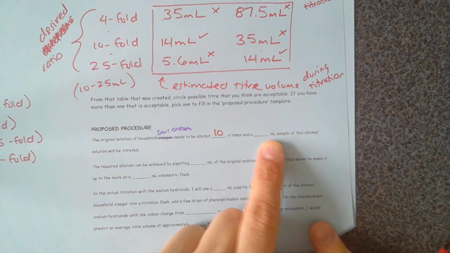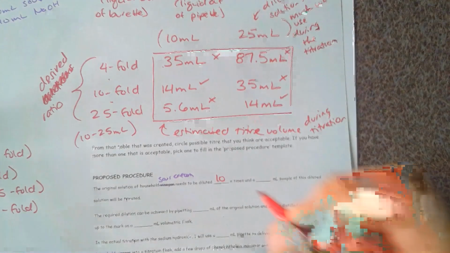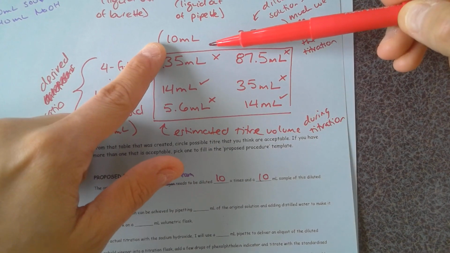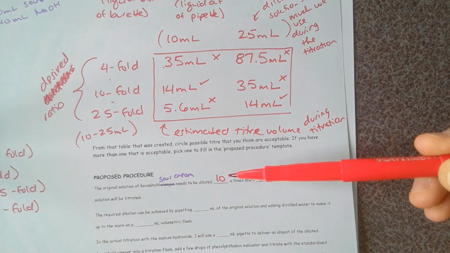And the sample that I'm going to take from the diluted solution is going to be 10 milliliters. So basically I'm saying we're diluting it 10-fold, and I'm taking a 10 milliliter aliquot from there. So that's how the numbers translate into that paragraph.